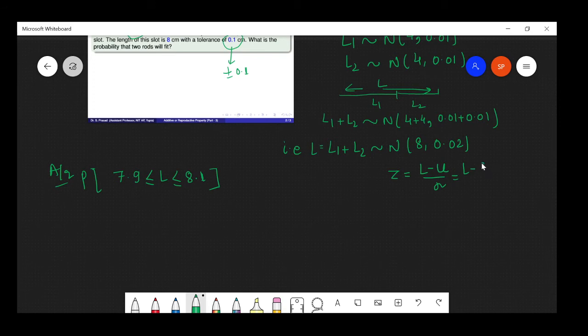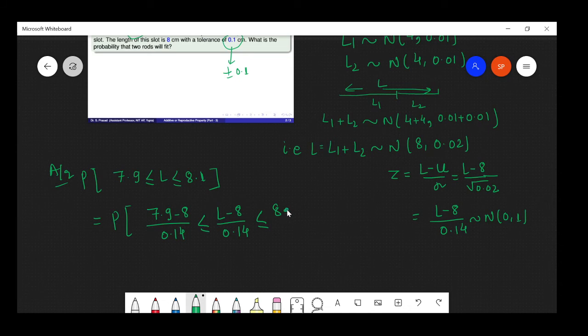Here L minus mu is L minus 8, and sigma is the square root of 0.02, so we can write (L minus 8) by 0.14. This is the normal distribution N(0, 1), and we convert this into standard normal variates by the transformation. Here we put (7.9 minus 8) by 0.14 less than (L minus 8) by 0.14 less than (8.1 minus 8) by 0.14.